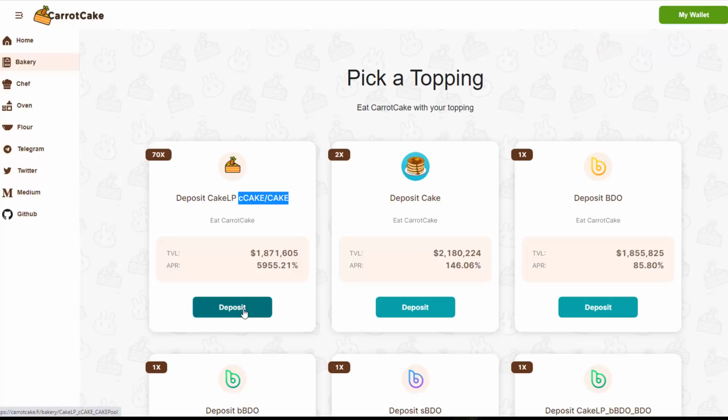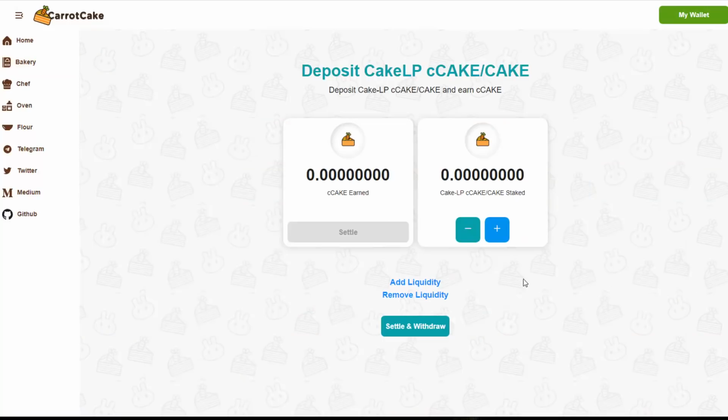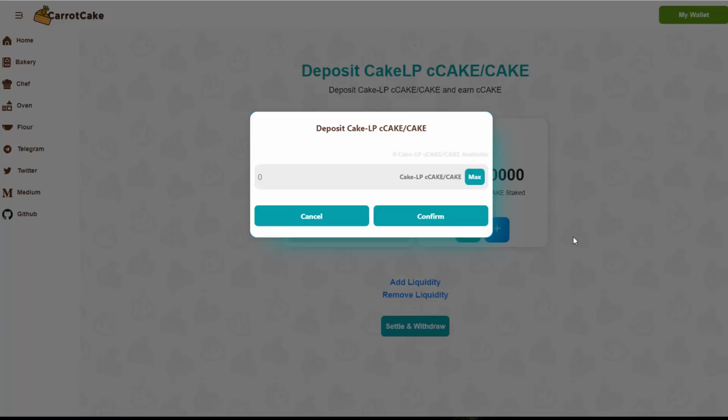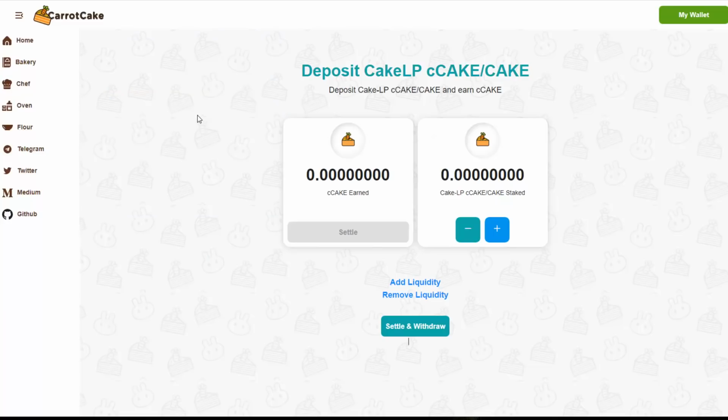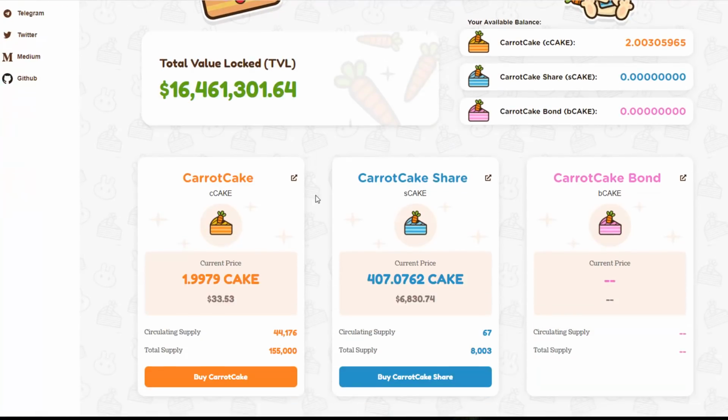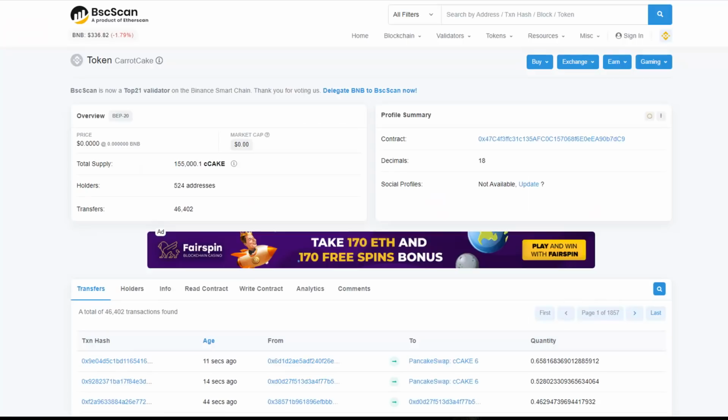When you go here to deposit, you'll just come to this, and then you just go add your cake LP, cCAKE, and cake. However, I don't have this yet, so I've got to get it. And how you get it is, first of all, you go back to home, and you can click on this cCAKE or CarrotCake, click on this little icon here, and then this is what it's going to give you. It'll open up the contract address.